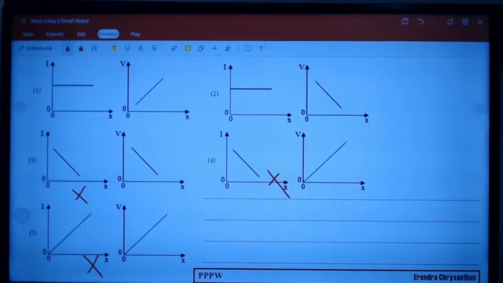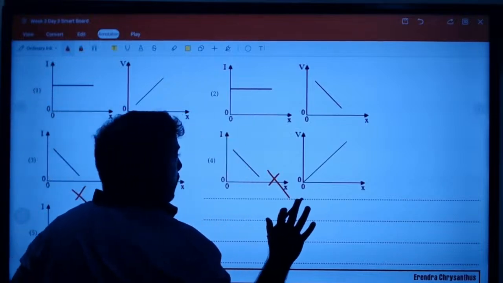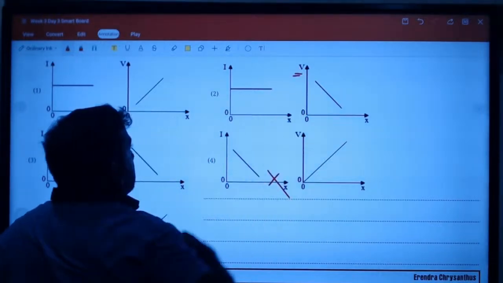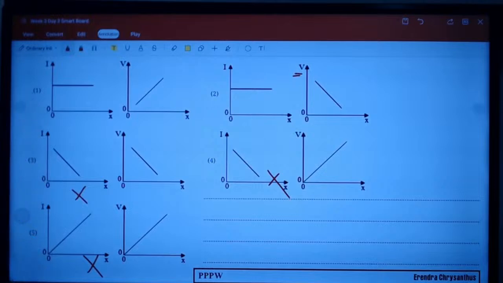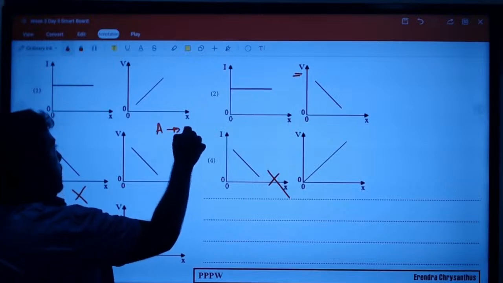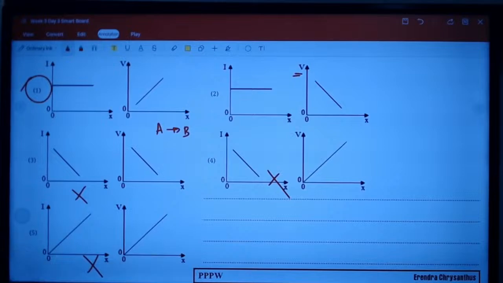Current is constant. Voltage is increasing. So when I go from A to B, voltage is what? Be careful now. Here voltage is what they are asking. V is their symbol for potential difference. So potential difference from A to B is increasing. So the correct answer is answer number 1.